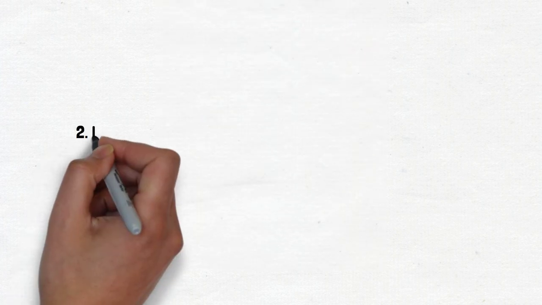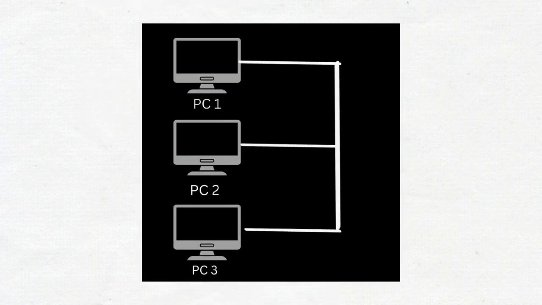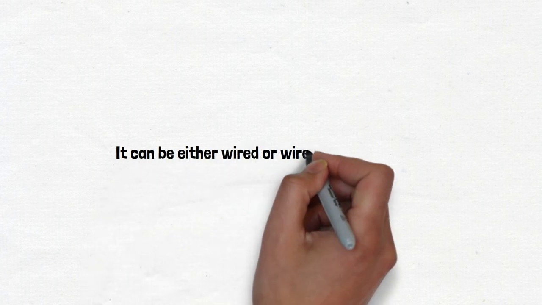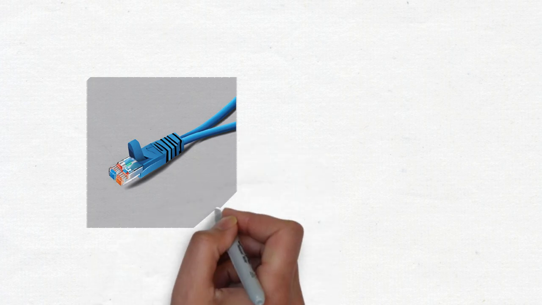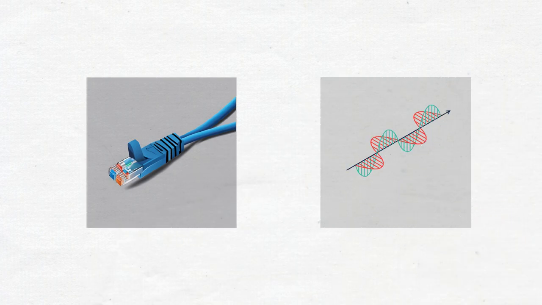Number two is the Local Area Network, or LAN. It's the most common type of network. It allows computers and devices to communicate within a localized environment. For example, offices, homes, schools, etc. It can be either wired or wireless. Wired networks are mostly based on Ethernet technology, and wireless networks are based on radio waves.